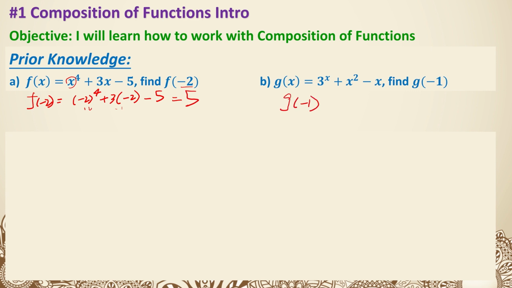Next, g of negative 1, replace the x with negative 1, so 3 to the negative 1 power plus negative 1 squared minus a negative 1. This is the 1, that's a minus negative 1, so it's a plus 1 again, that's a 2. In the front is a 1/3, so it's 1/3 plus 2, which simplifies to be 7/3.